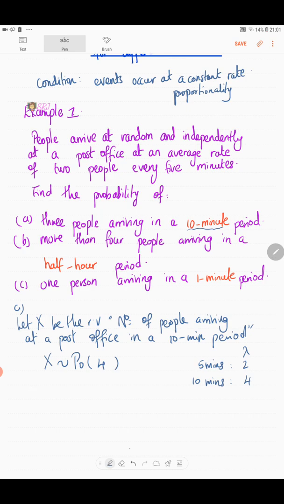And we have to calculate the probability of 3 people arriving. So probability x is equal to 3. Now we use the PDF for the Poisson distribution. Here it's e power minus 4, 4 power 3 over 3 factorial. And the answer is 0.19523, to 5 significant figures. This is for part A.